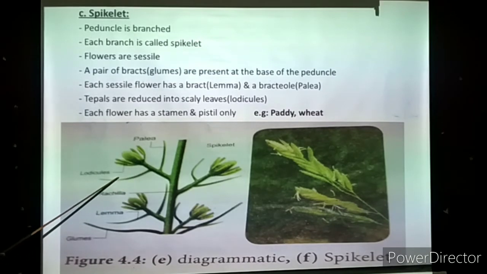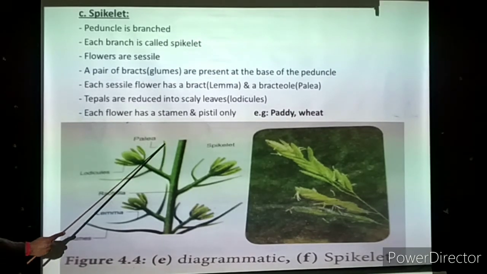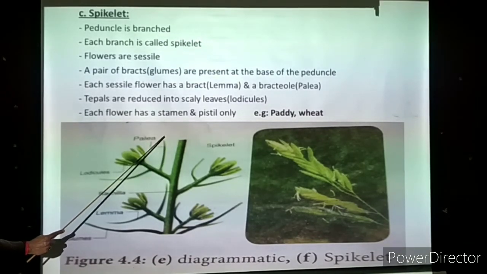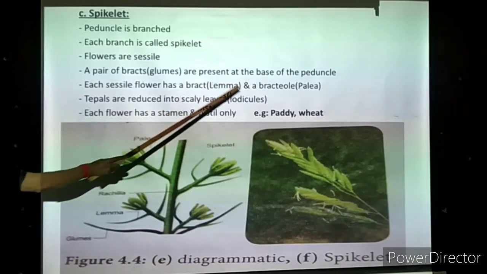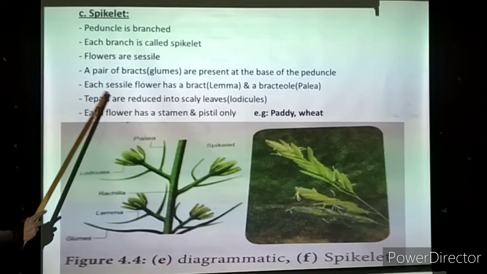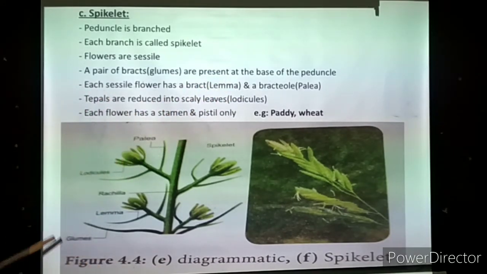Now this is the bract, and another small branch will be there, a little shorter. If it is a little shorter, it is called a palea. If it is longer, it is called a bract. If it is shorter, it is called a bracteole. Okay. Then tepals. Okay, what is the meaning of tepals?